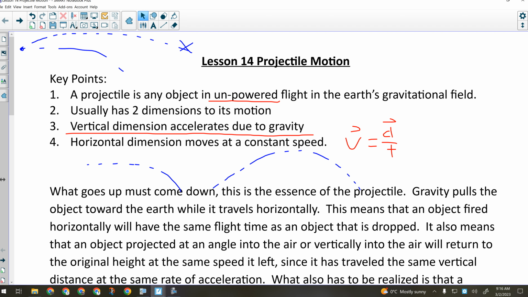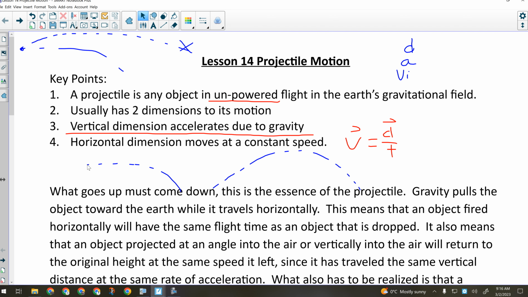Here's why. They are both going to fall the same vertical distance at the same rate of acceleration, and they both have the same vertical initial velocity. What is their initial vertical velocity? 0. Even the bullet fired from the gun is not moving vertically when I pull the trigger. I've aimed the gun horizontally. So yes, it's going to travel horizontally a long way, but it still does all the same vertical stuff.